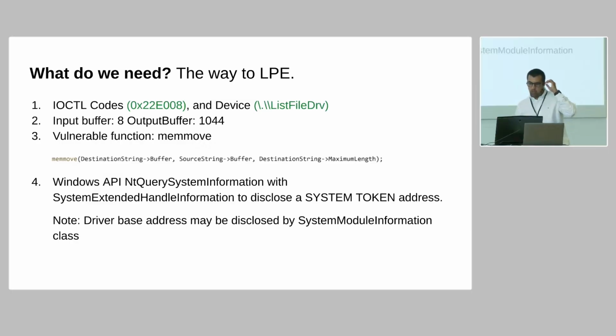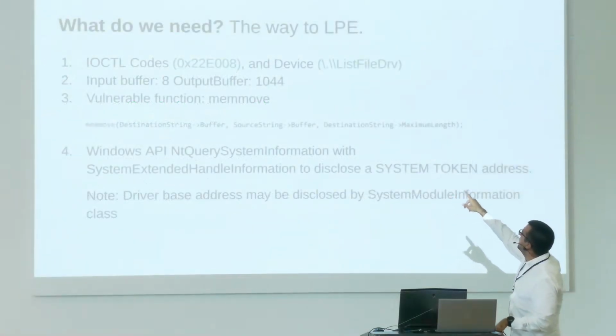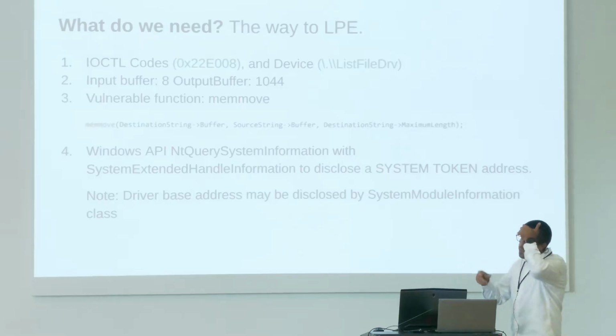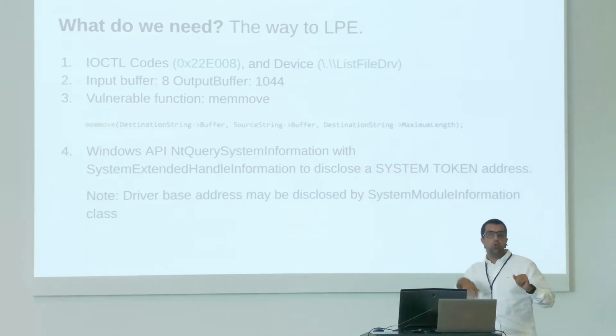What do we need for the way to local privilege escalation? The IOCTL code, we have it: 22E0008, and the device name. We got that from the disassembly and the hooking. The input buffer, we also got it from the hooking. The 8 is the input, and the output buffer is 1044. There is no control if we send more.